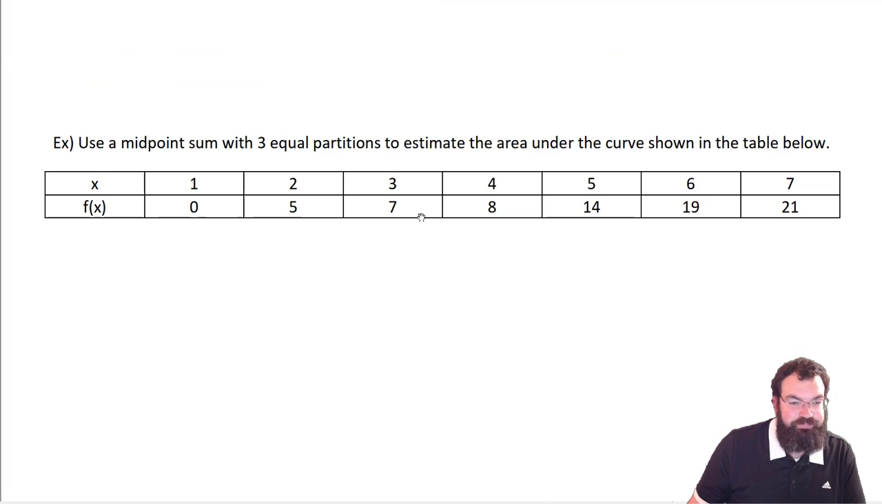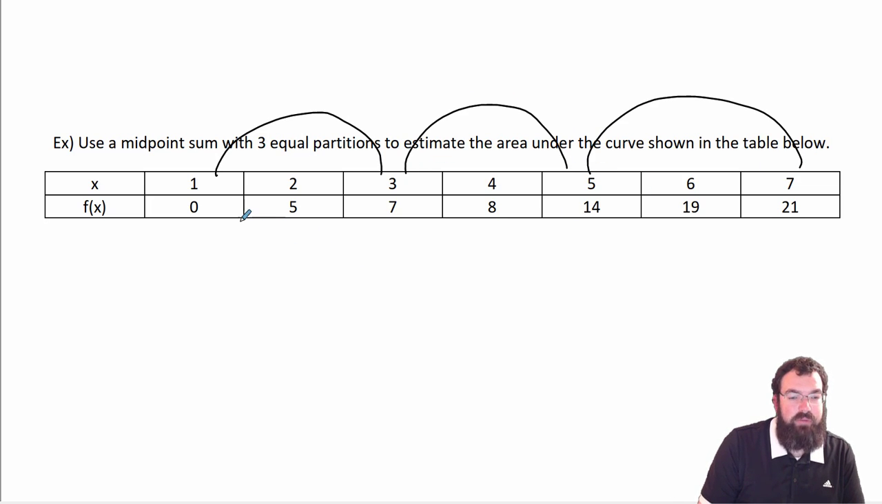Okay, next one. This is very similar to what we had on the last one. But because I want 3 equal partitions, I'm going to go from here to here, from here to here, and from here to here. So every partition is worth 2, all right? And then I'm going to take the midpoint of each partition.